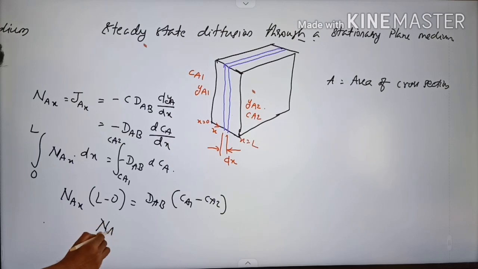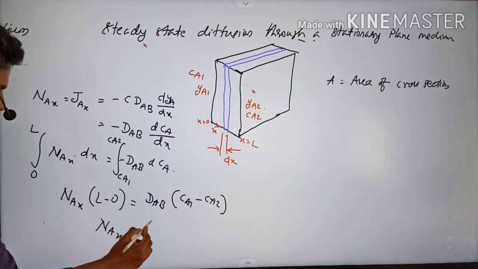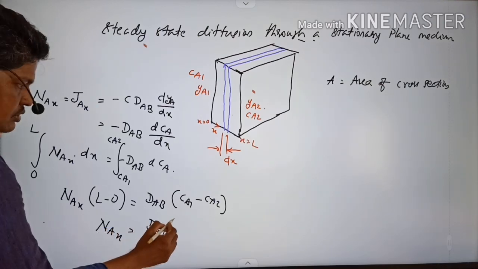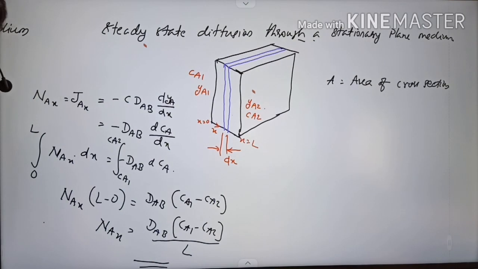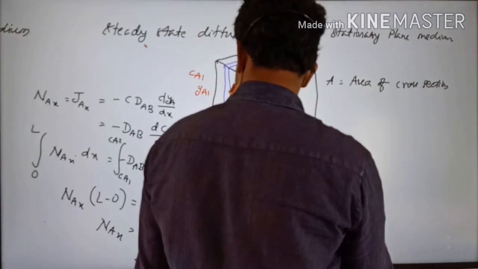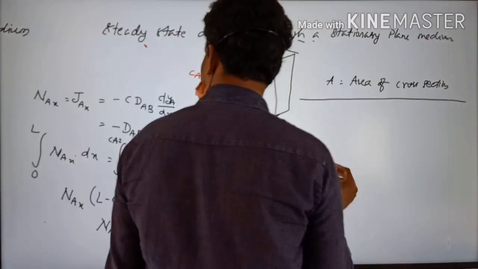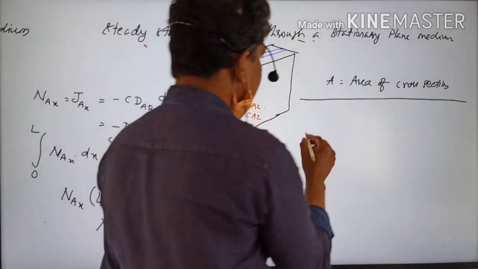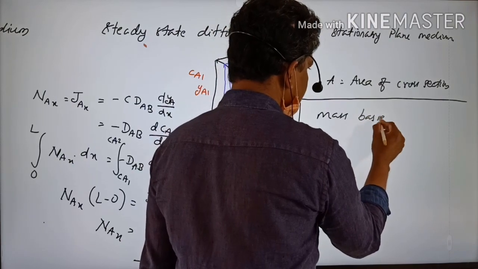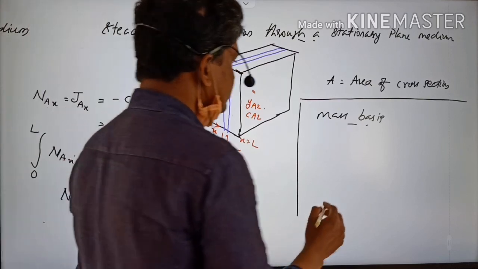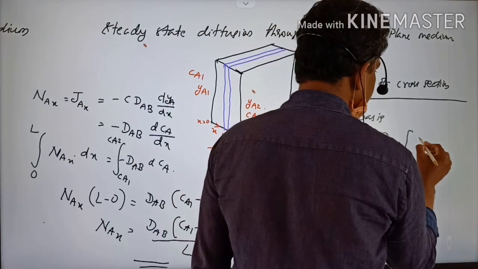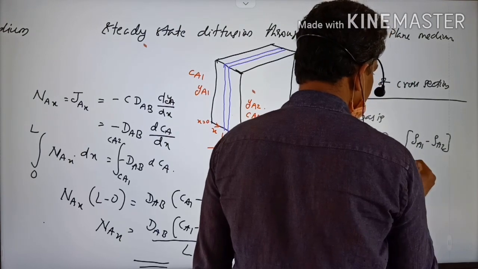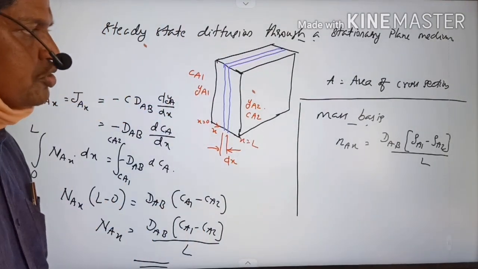So Nax is equal to dAB into CA1 minus CA2 by L. Or in terms of mass basis, we can write Nax equal to dAB into rho A1 minus rho A2 by L.